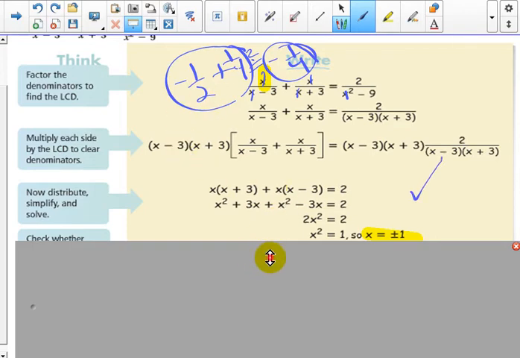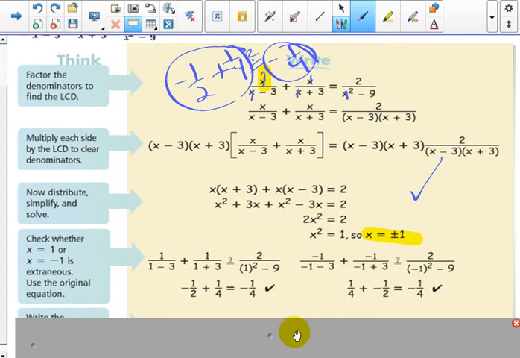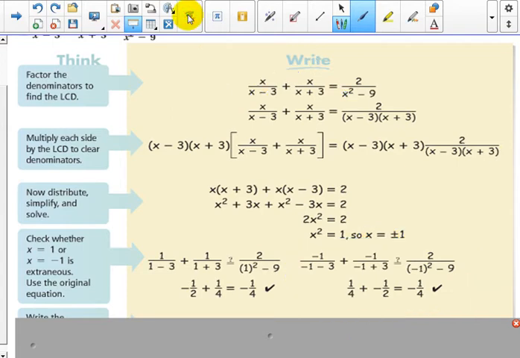Okay, and they've already done this down here. Now when they plug in the negative 1, it also checks out to be a true solution. So they are both real solutions. Positive, negative 1 is our answer. Okay?